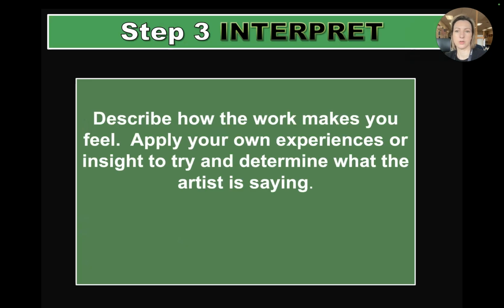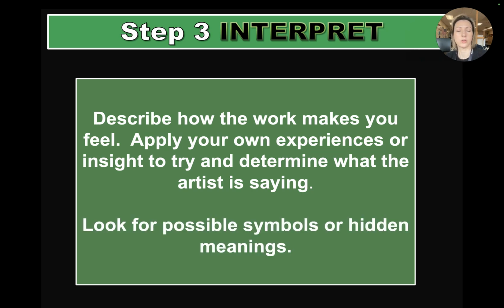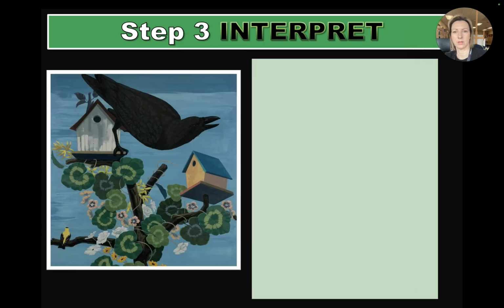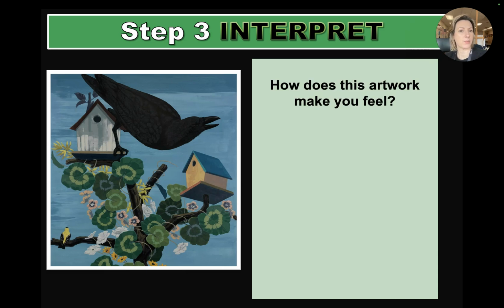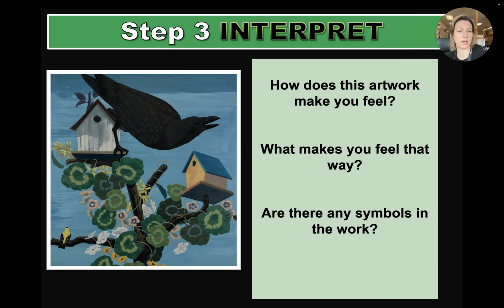So our step 3 is to interpret. So you're going to describe how the work makes you feel. So think about your own experiences, your own insights, and try to determine what the artist is trying to say. So look for any type of symbols or hidden meanings in this work. So for this, I thought this was a really good interpretation of this piece. You're thinking about how the artwork makes you feel, what makes you feel that way, and if there's any symbols.